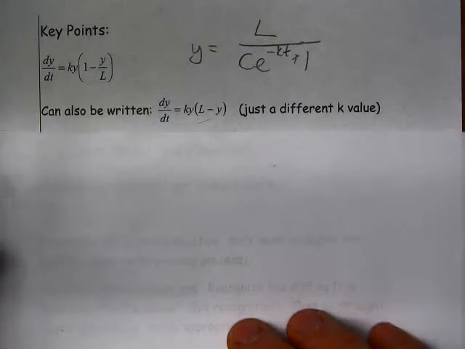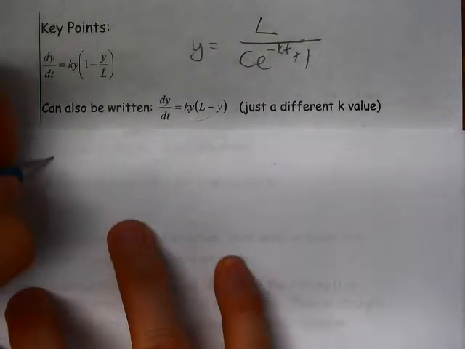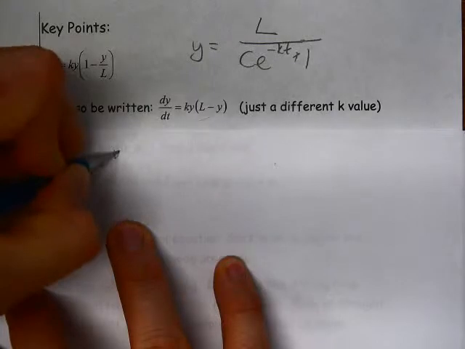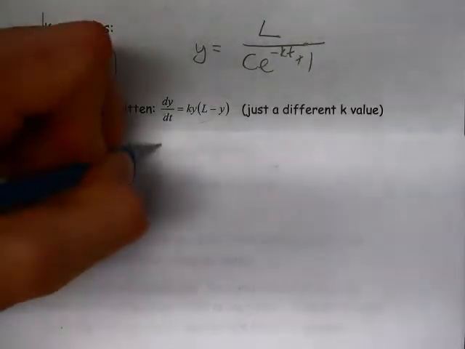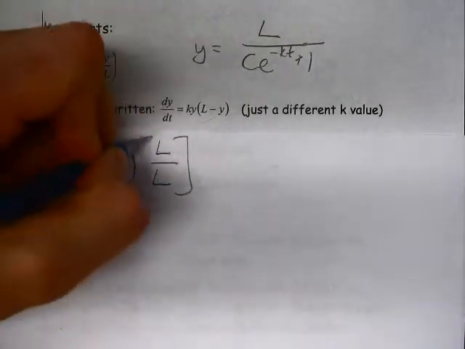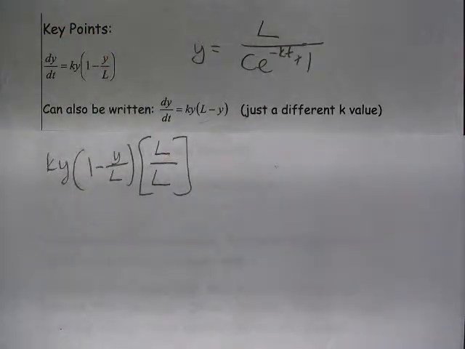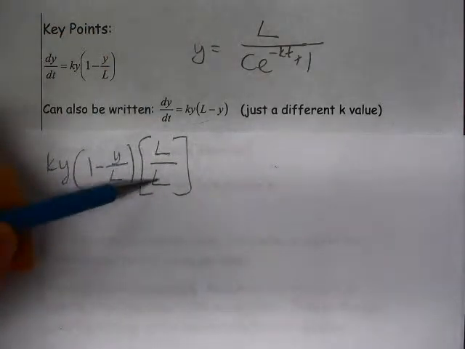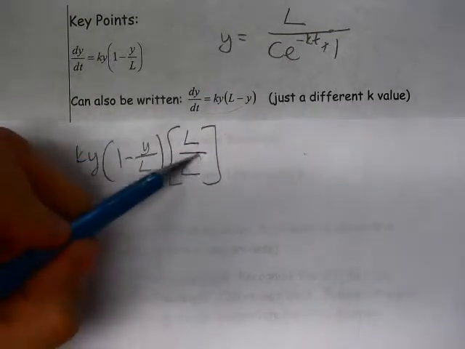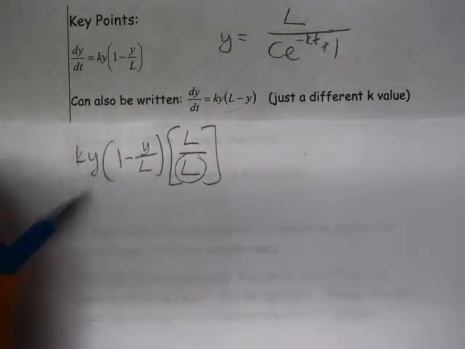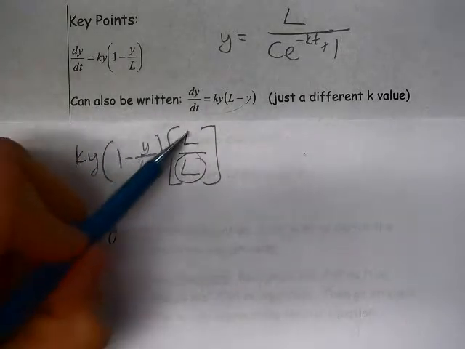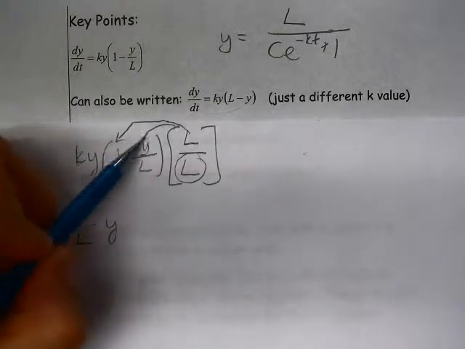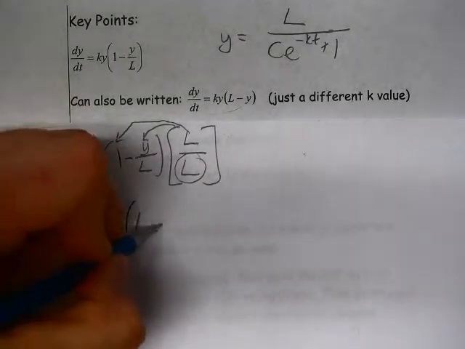let's think about how we can go from one to the other. Let's take this original differential equation. We have ky times 1 minus y over L. Right now, I can take that entire expression and multiply it by L over L. I'm really just multiplying by a form of 1. Okay, so I'm going to take this denominator of L and bring it out here with the k. So I have k over L times y. Now I'm going to distribute this L here and here. So I get L minus y.